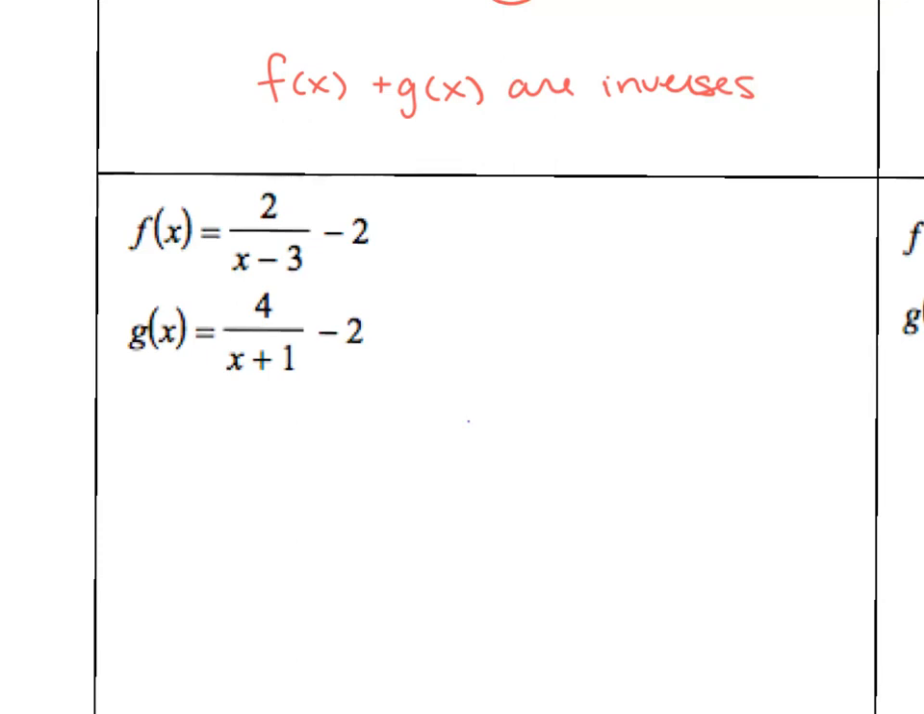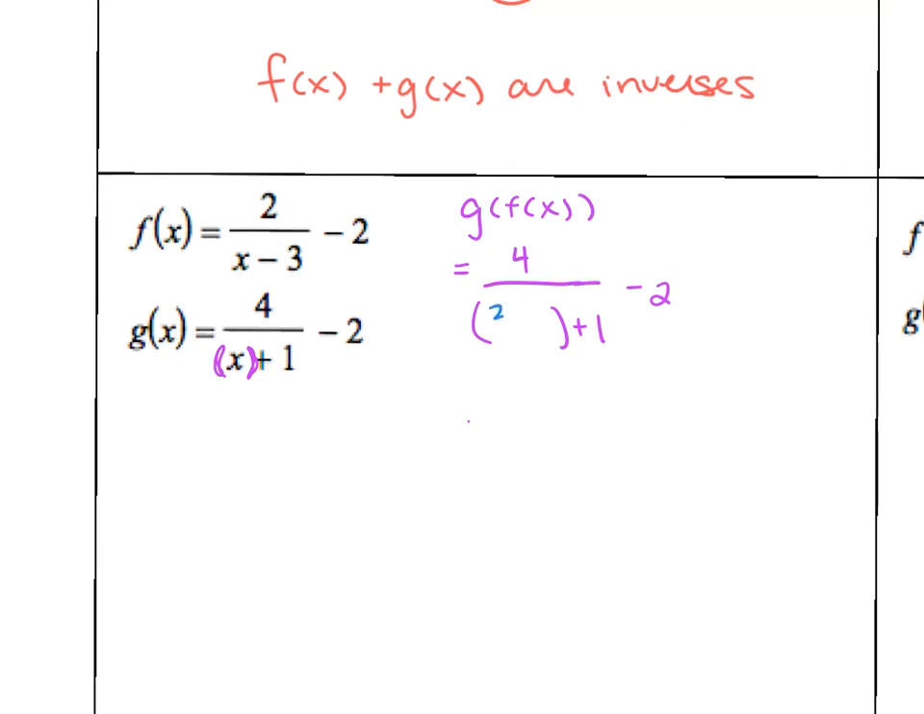First thing I'm going to do is write a skeleton for my function. I think this time we did g of f of x. So I'm going to write a skeleton for g. Again, wherever I see x, a set of parentheses will go to hold that space. So that looks like this: 4 over parentheses plus 1 minus 2. And inside those parentheses, I will put f of x.